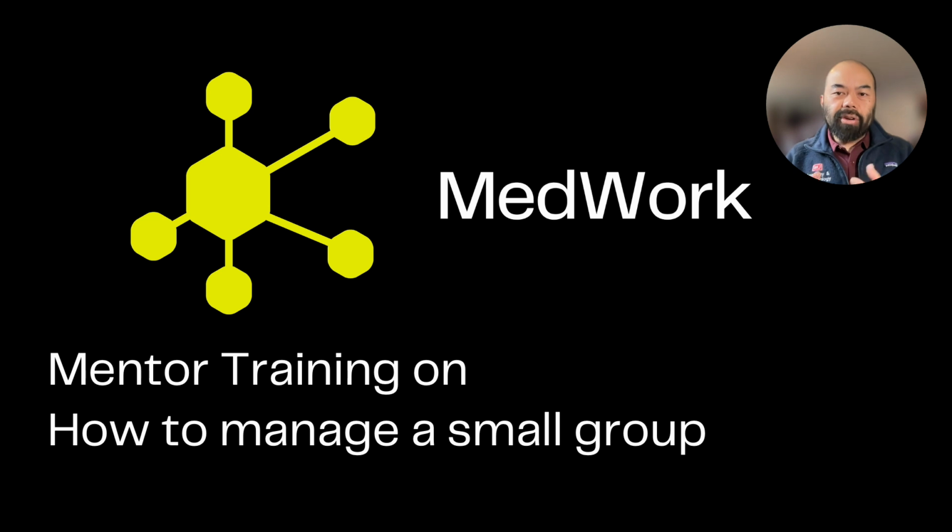So ultimately, there are two primary keys to managing a small group. The first, and very important, is that you need to provide engaging and thoughtful content that can only be discussed or accomplished in a small group setting. And the key here is engaging and thoughtful and only accomplished in a small group setting.